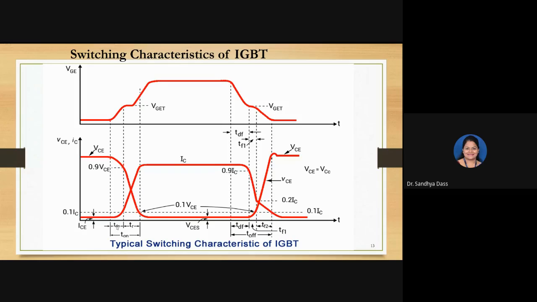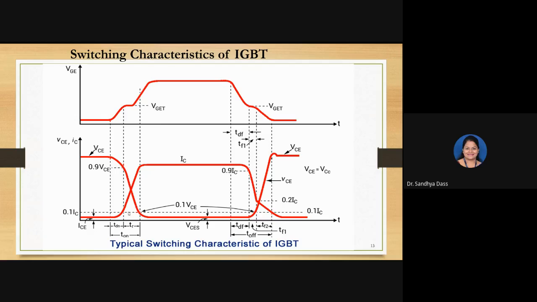In parallel, if you observe the voltage, the collector to emitter voltage falls from its maximum value to 0.9 of VCE. This is your turn on delay time.